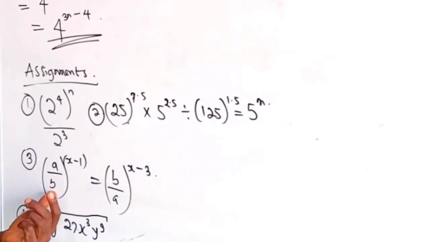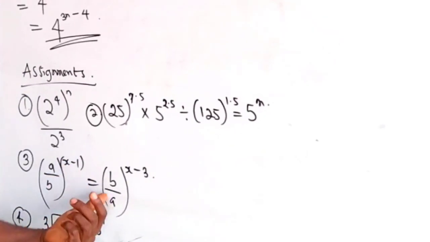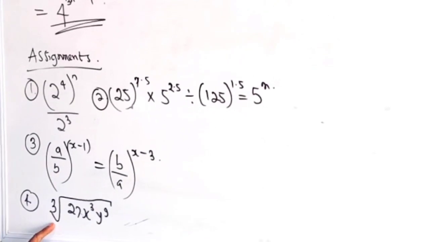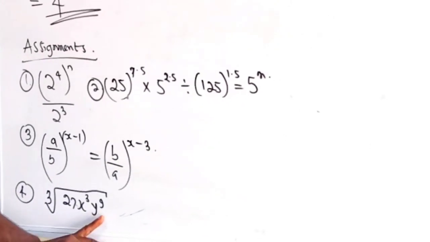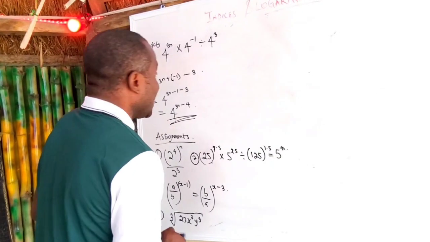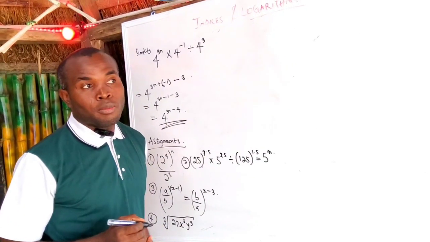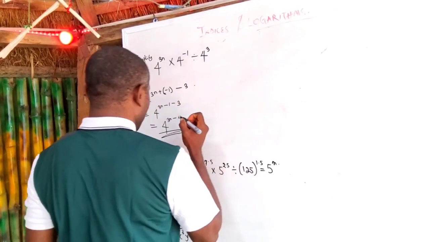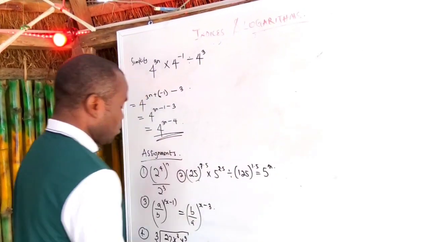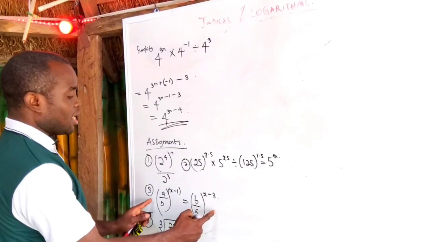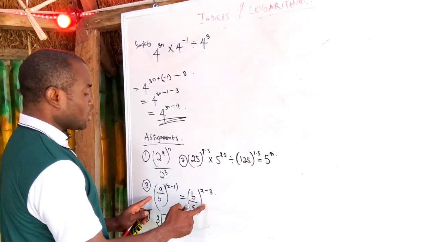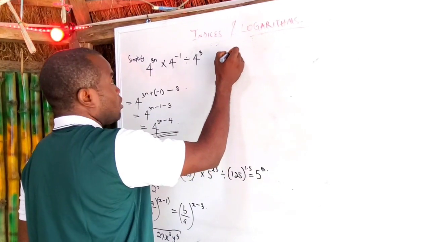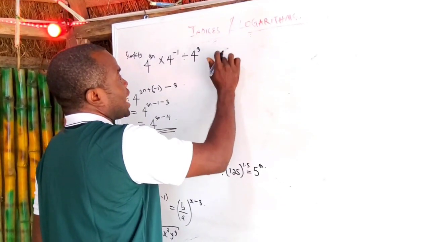Then here you have a raised to power bx minus 1 equals b all over a raised to power x minus 3. And this value, the cube root of 27x cubed and y to the power 9. Now, quickly, I need what we call combining indices, the index law. It's simple, just to give you an idea. And also, before we move into that, what about law 9?